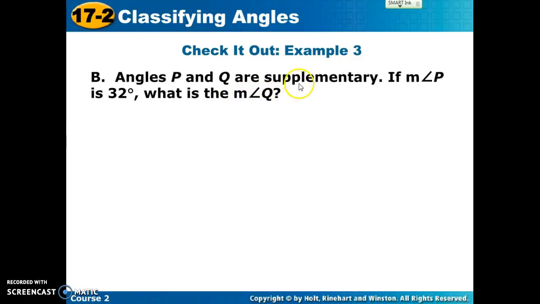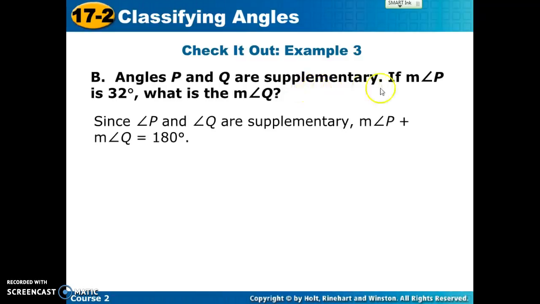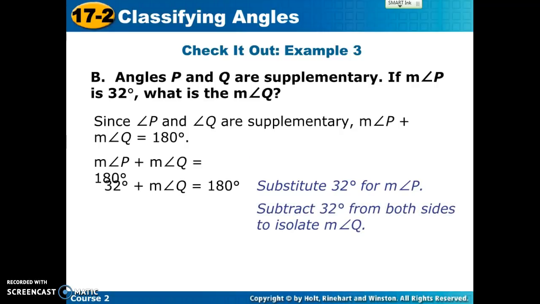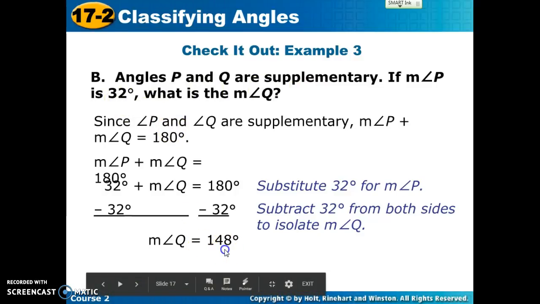So again, supplementary means that we are going to add the measure of angle P plus the measure of angle Q to equal 180 degrees. Here we're going to substitute in for angle P, which is 32, so we're going to subtract 32 from 180, and we're going to get the measure of angle Q being 148. Again, always keeping in mind, is it complementary or supplementary, and just subtract the one angle that's given to get the other angle.